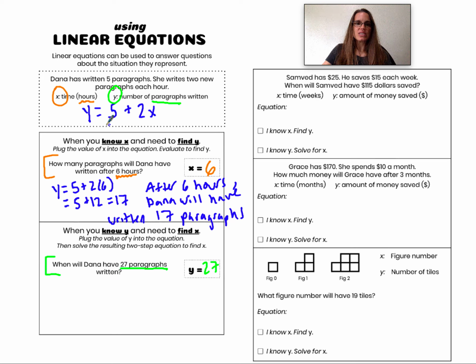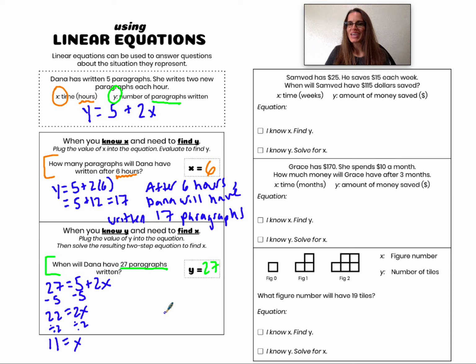So I'm plugging 27 in for y into my equation. Y is 27, and then I need to solve for x. What value of x gives me a y of 27? This two-step equation needs to be solved using inverse operations, just like every other two-step equation in algebra. So subtracting 5 from both sides, I have 22 equals 2x. And then my last inverse operation will be to divide both sides by 2. This is my answer, x equals 11.